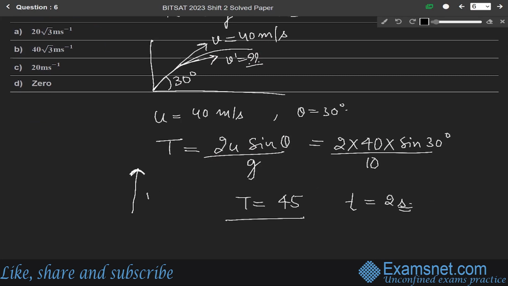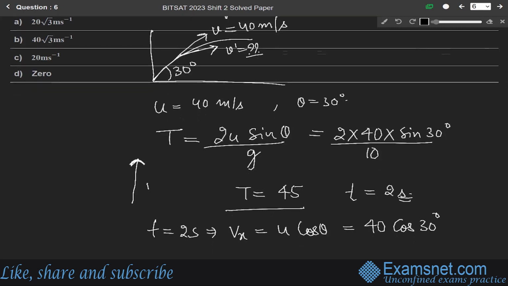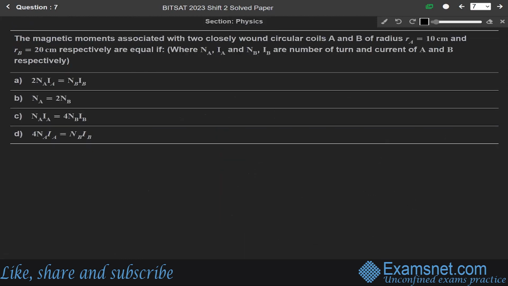We know that when the projectile reaches the maximum height, at that time the vertical velocity becomes 0. So the velocity at time t equals 2 seconds will be equal to Vx, which is u cos theta. So it will be equal to 40 cos of 30 degree, which is 20 root 3 meter per second. This is our final answer. So option A is the correct answer. Now next question 7.